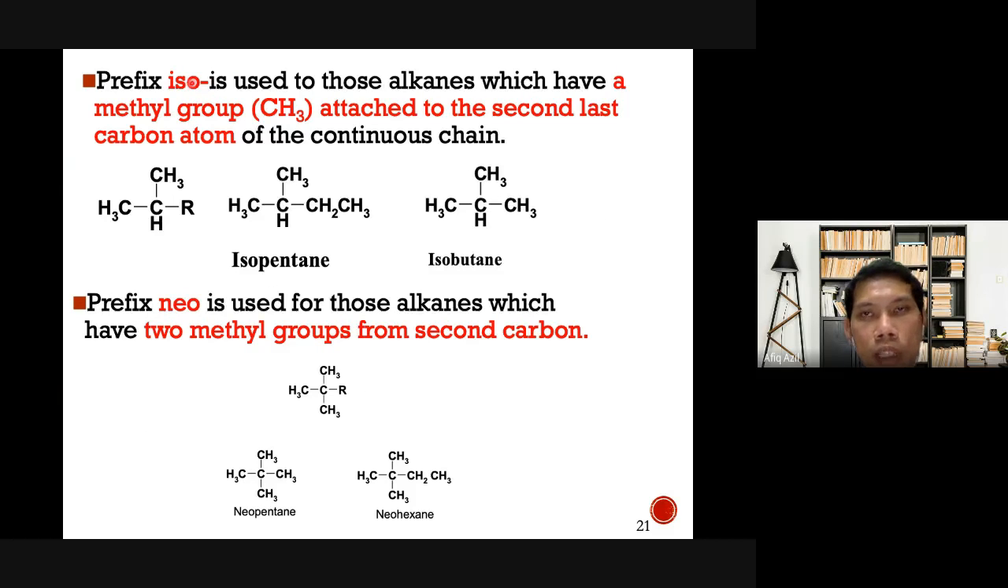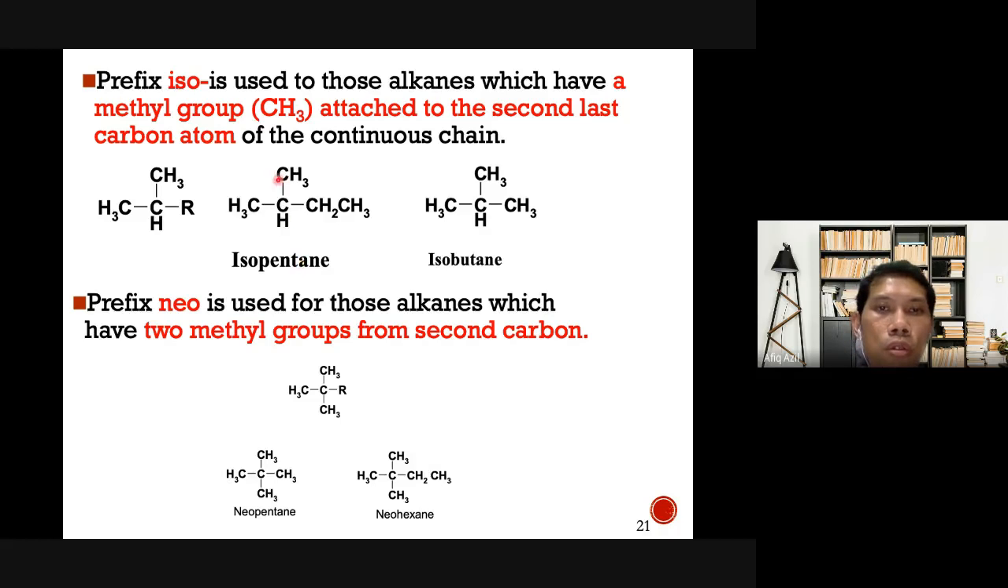The prefix iso is used for alkanes which have a methyl group, CH3, attached to the second last carbon atom on the continuous chain. What does it mean by the second last carbon? Let's say you have CH3, C, and then you have R, which could be CH2, CH3, for example, or there could be 6 carbons over here. This will be considered the last carbon, this is second, and you have another CH3. This is called isopentane.